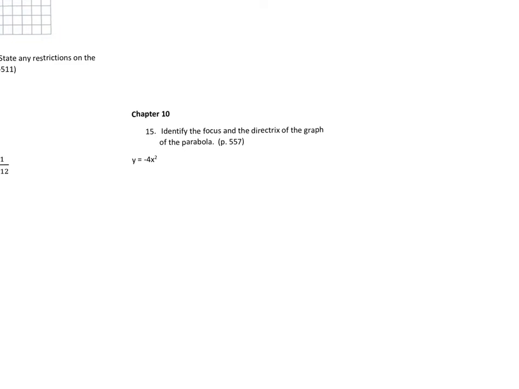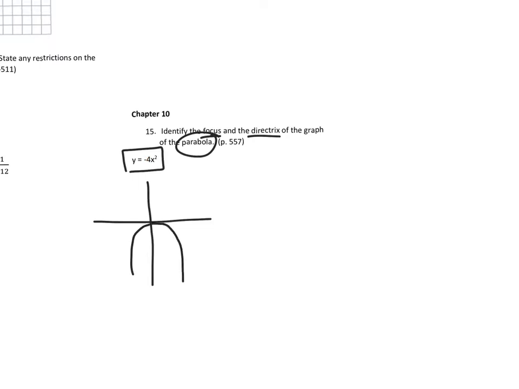In Chapter 10, there are 4 different types of conic sections, one of which is the parabola. To find the focus and directrix, draw a sketch. This parabola will be opening down, since it's y equals, it'll be on the y-axis, and it'll open down because this a is negative. So I'm going to open down. Remember, the focal point is always inside the parabola, and the directrix is always on the opposite side.